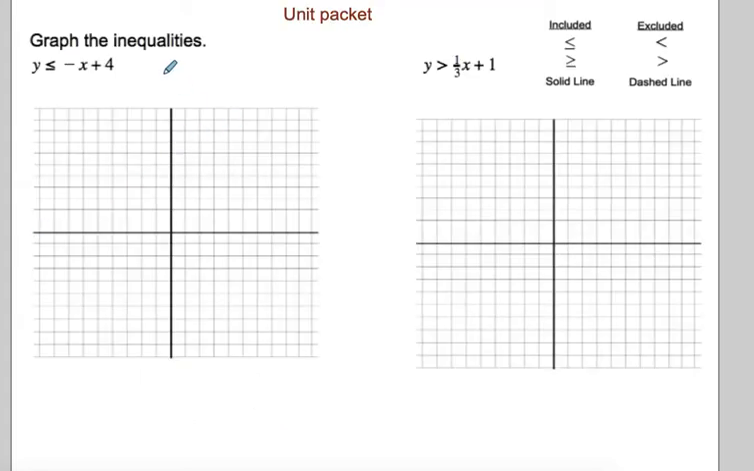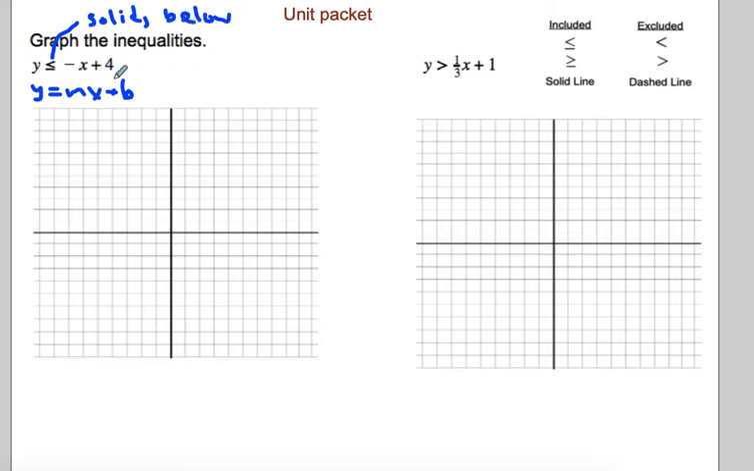The first thing to note is that when we're graphing these inequalities, this one is in the unit packet on page 15. These are in y equals mx plus b form. They look like this form, but instead of an equal sign, they have an inequality. When I see less than or equal to, that tells me two things. One, we're going to be graphing a solid line, and also that if it's less than, it's going to be below whatever the line is that I graph.